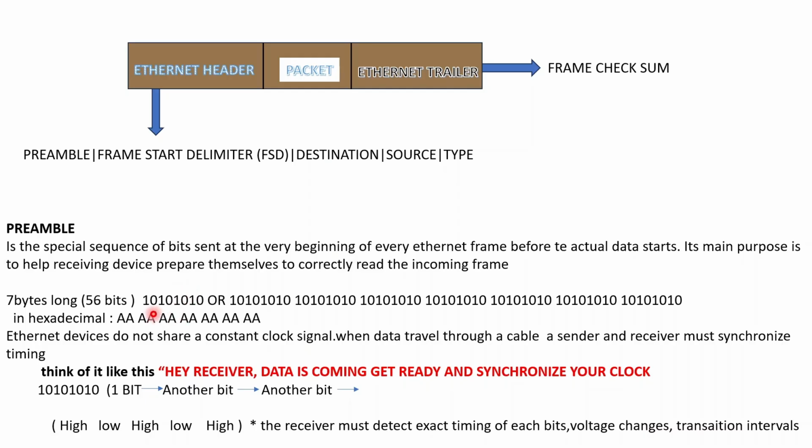Now think like this. Fikiria hivi preamble inapofanya kazi. The preamble inatumika kumwambia receiver, hey receiver, data is coming, get ready and synchronize your clock. So these bits, hizi bits unazoziona 101010, zitatumika na receiver kudetect the exact timing of each bit, the voltage changes pamoja na transition of the interval. And that's all about the preamble.